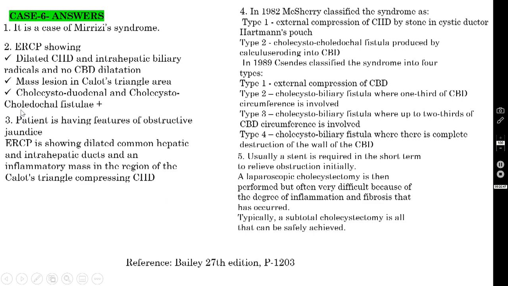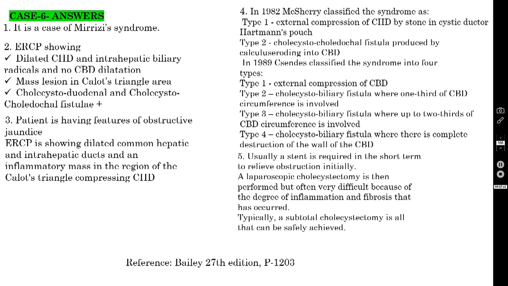Number 3. The patient is having features of obstructive jaundice. ERCP is showing dilated common hepatic and intrahepatic ducts only, and an inflammatory mass in the region of Calot's triangle compressing the CHD. This is the reason why we are telling it is Mirizzi syndrome. So what is the classification? There are two types of classification. In 1982, McSherry classified into two types.